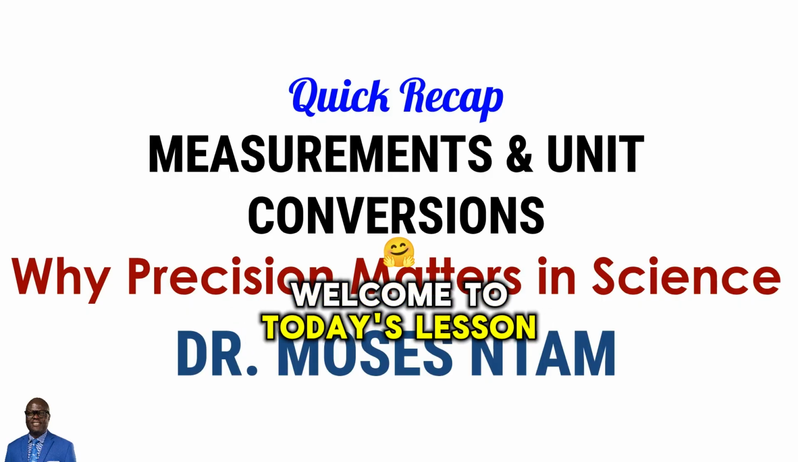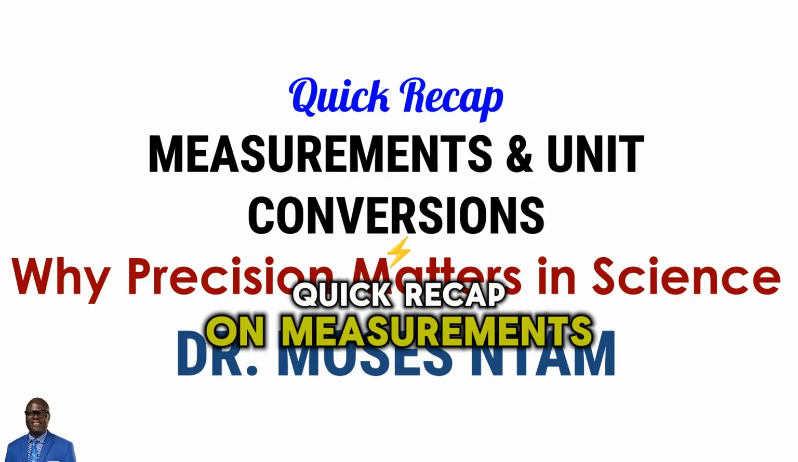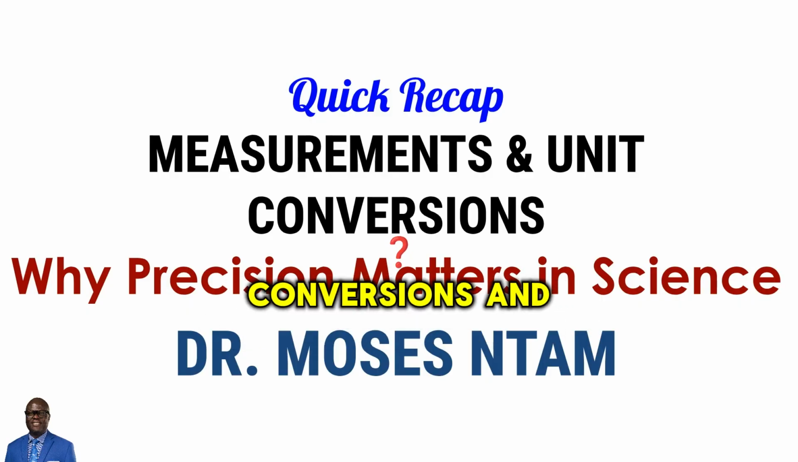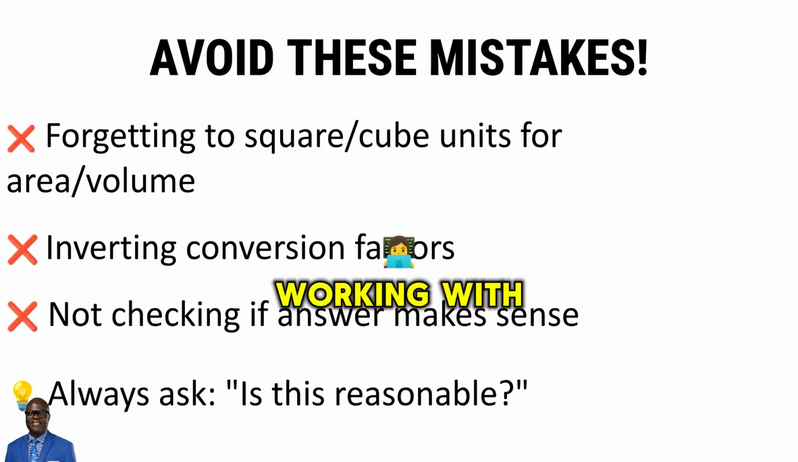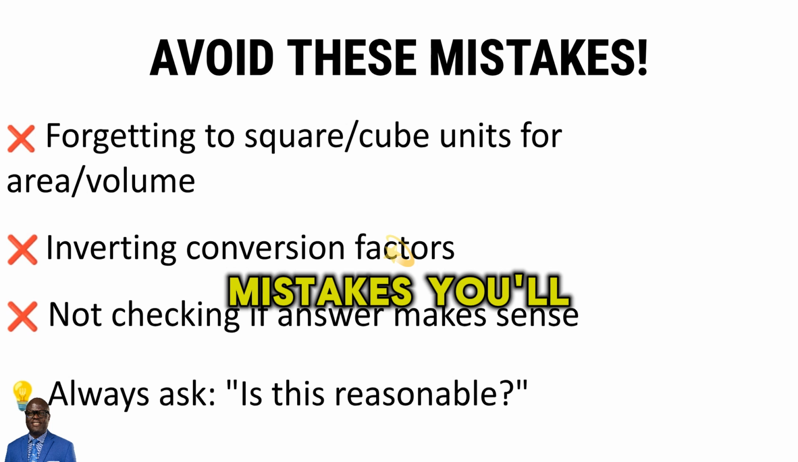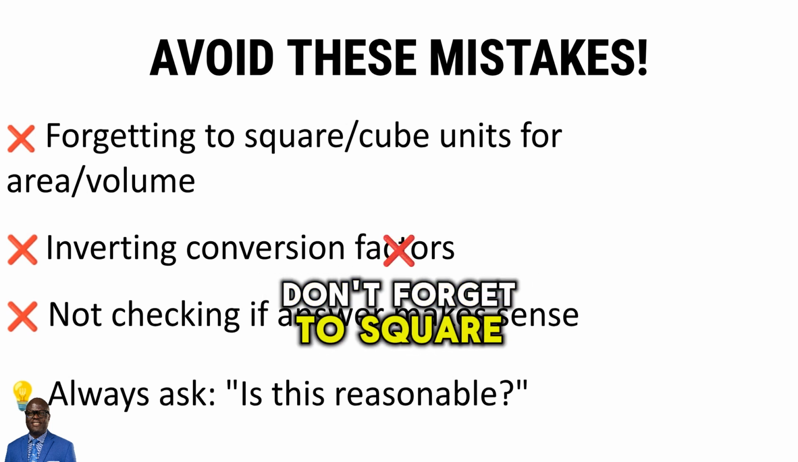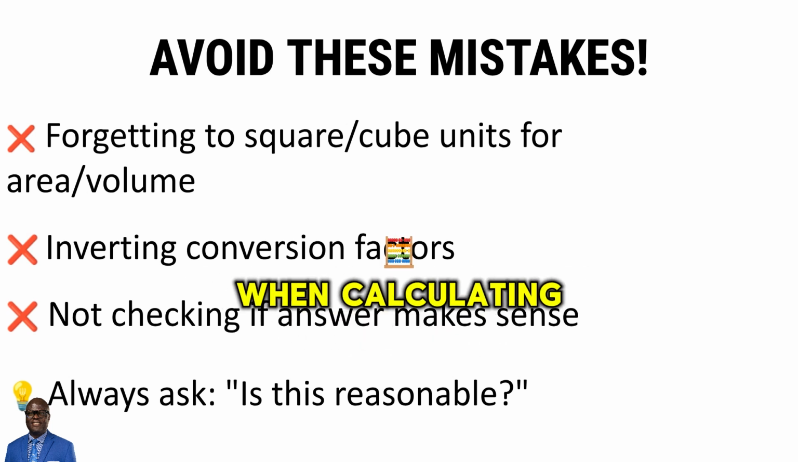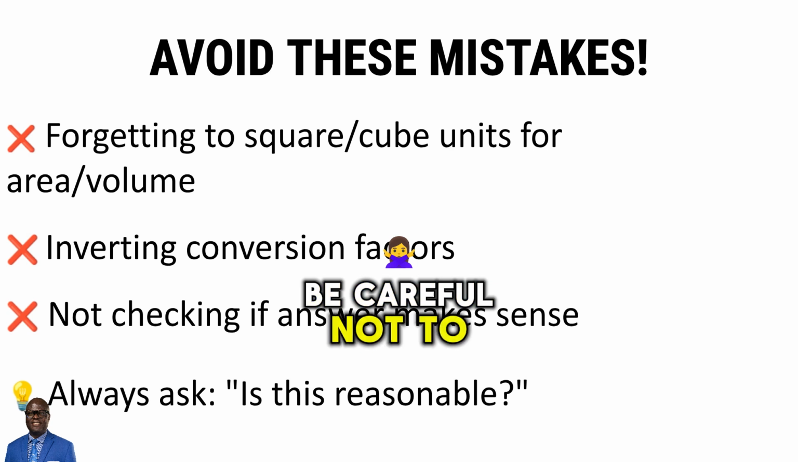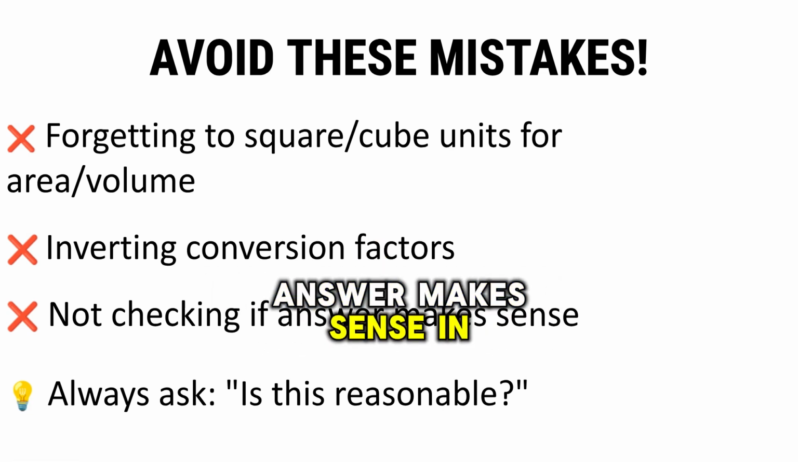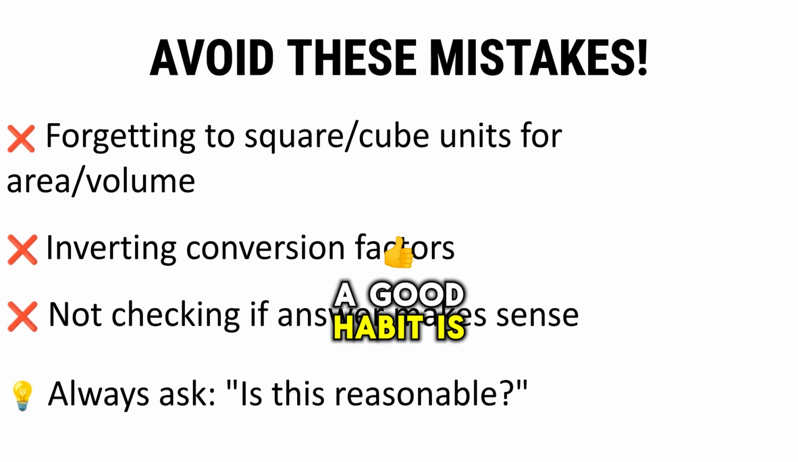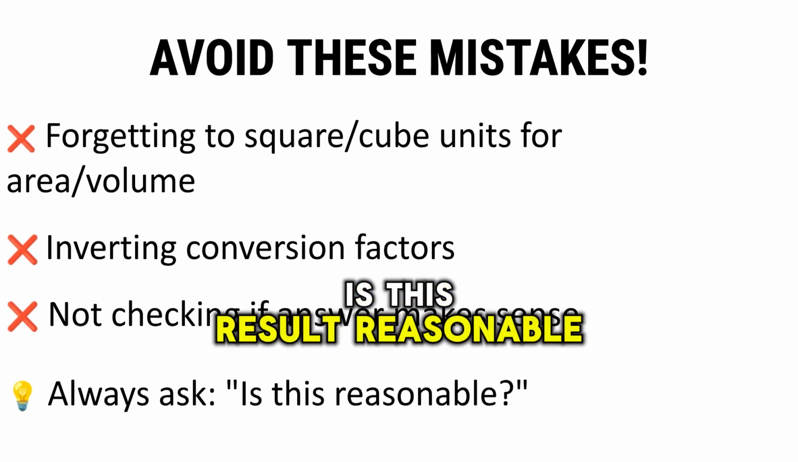Welcome to today's lesson. Let's begin with a quick recap on measurements and unit conversions, and why precision matters in science. Avoid these mistakes. When working with unit conversions, there are some common mistakes you'll want to avoid. Don't forget to square or cube your units when calculating area or volume. Be careful not to invert conversion factors. Always check whether your answer makes sense in context. A good habit is to ask yourself, is this result reasonable?